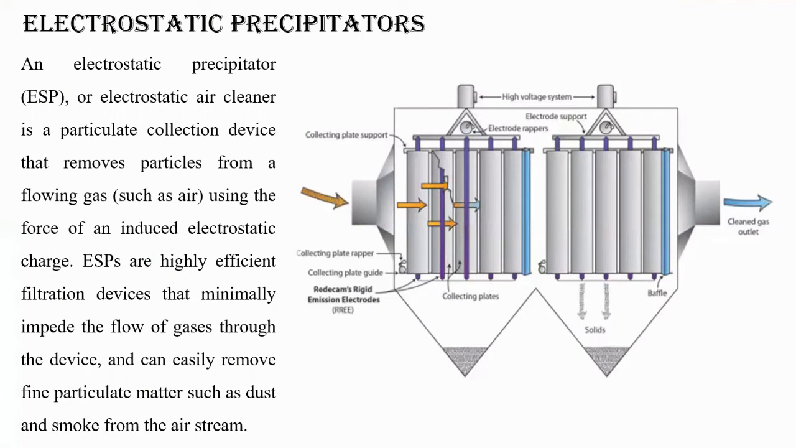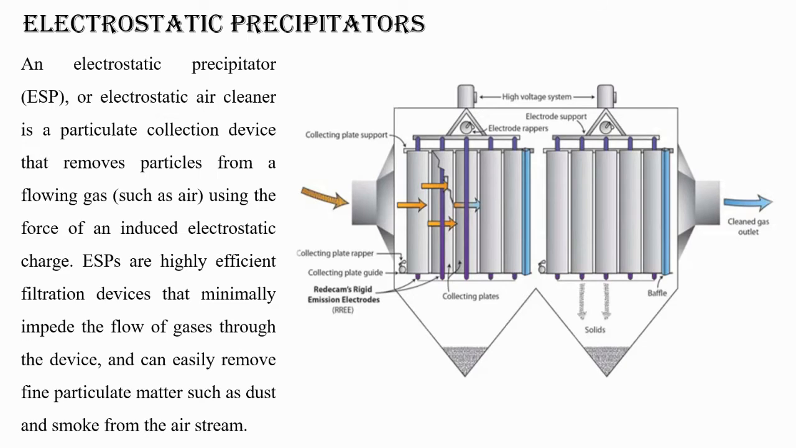electrostatic precipitator. Now as you can see, one beautiful diagram has come up, right? This diagram is nothing but of the electrostatic precipitator. Now here we can see an electrostatic precipitator or electrostatic air cleaner is a particulate collection device that is supposed to remove particles from a flowing gas. Suppose one gas is flowing through this particular device, what will happen? This particular device will release the total particulates, right? Dust particles and all that are present inside that particular air.